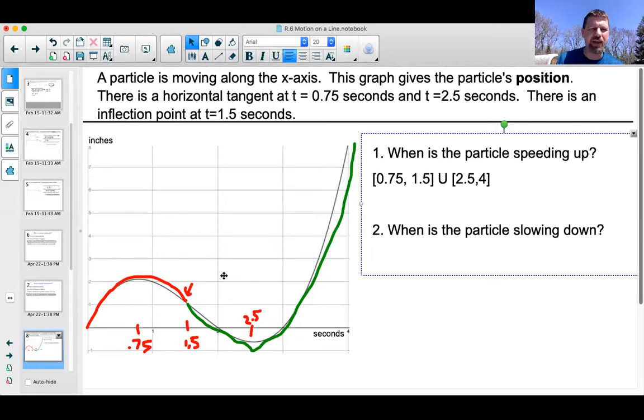Slowing down would be when the first and second derivative don't match. Second derivative is negative here because I'm concave down, but my slope is positive. So my first derivative is positive. Those don't match, so I will be slowing down from 0 seconds to 0.75 seconds. And then again, starting at 1.5 to 2.5, because there my concavity is up, right, that upward curve, but my slope, my first derivative is down, going negative.